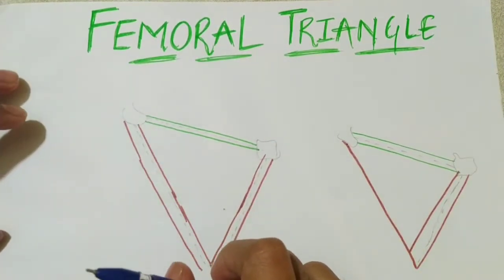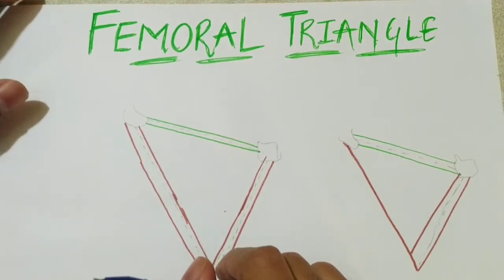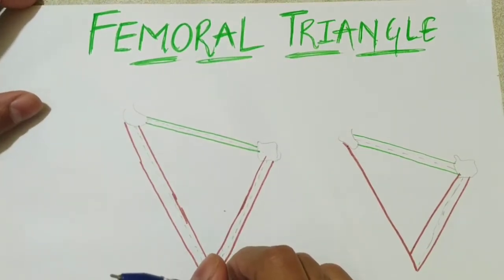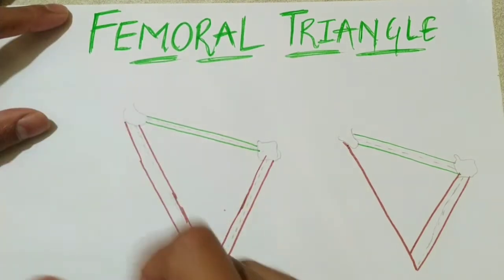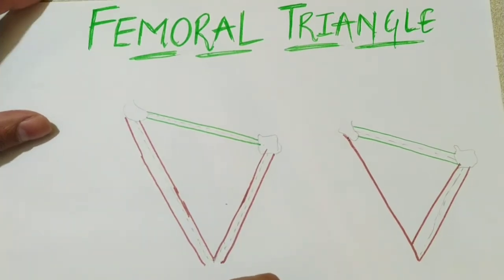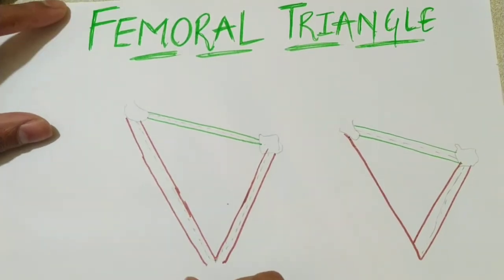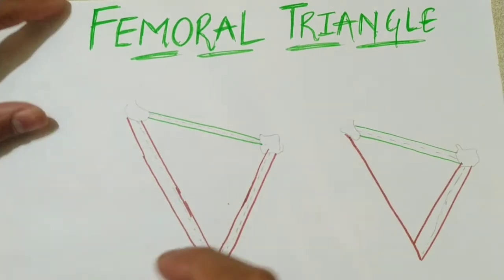So in this video we are going to discuss the femoral triangle. This is a triangle present in the proximal region of the thigh, in the superior medial aspect of the thigh. It is actually a triangular depression which can be seen when you are flexing, abducting or rotating your thigh. This depression can be seen at that time.